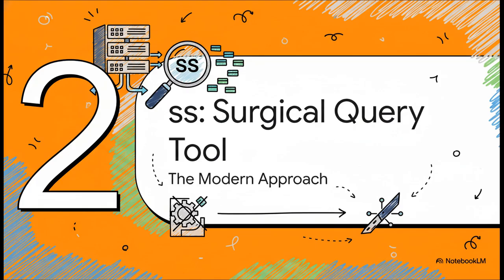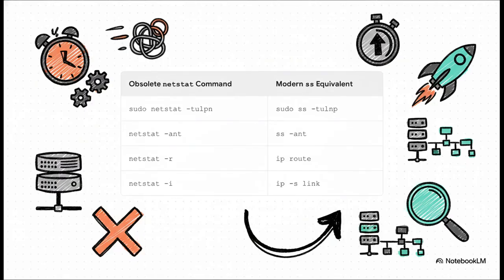So, if that's the old, clunky way, let's look at the modern approach. We really need to stop thinking of ss as just a simple replacement. It's a fundamentally different and way superior class of tool. You should think of it as a surgical query tool that's designed for the modern kernel. Now, the good news is that migrating your muscle memory is actually super easy. The developer of ss was really smart about this and kept many of the common flags the same. As you can see on this Rosetta Stone, your go-to command, netstat -tulnp, just becomes ss -tulnp. For the most common stuff you do, the transition is almost seamless. So there's really no excuse not to switch.